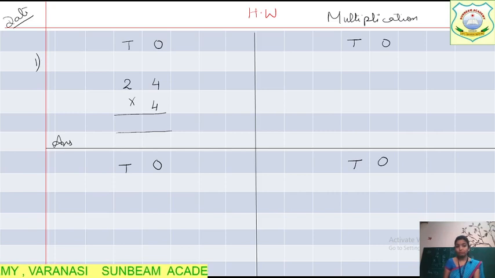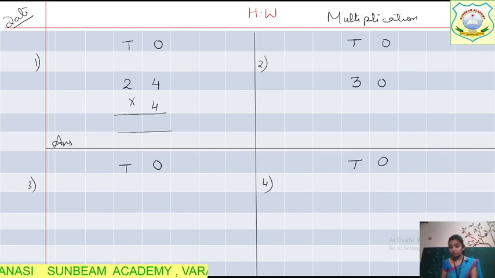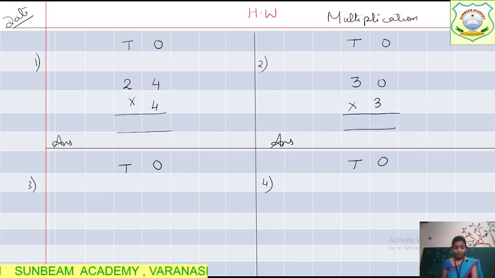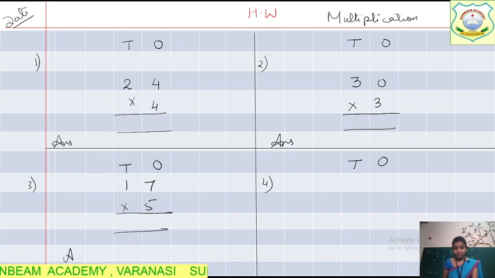You can write question numbers over here. 1, 2, 3 and 4. 4 questions will be homework. Next is 30 multiplied by 3. So just note down. After this we have 17 multiplied by 5. Okay. Note it down. Next we have 45 multiplied by 2.